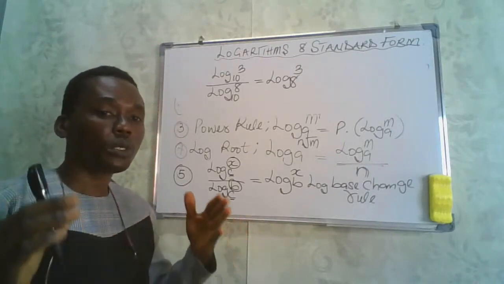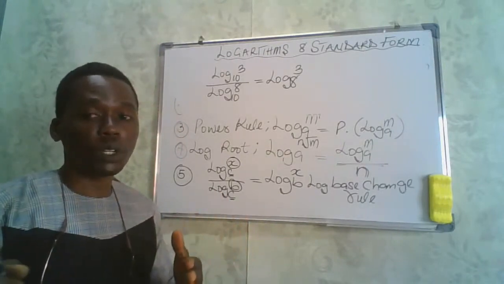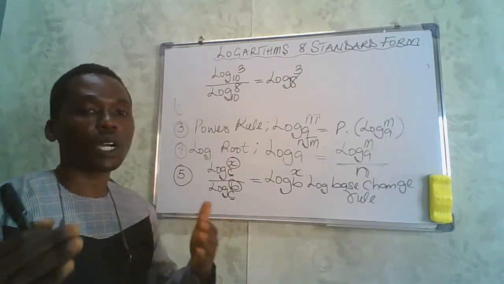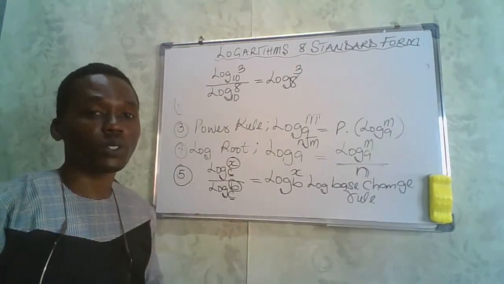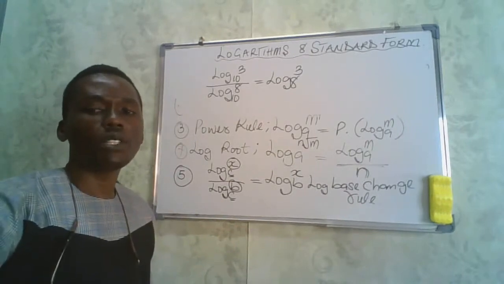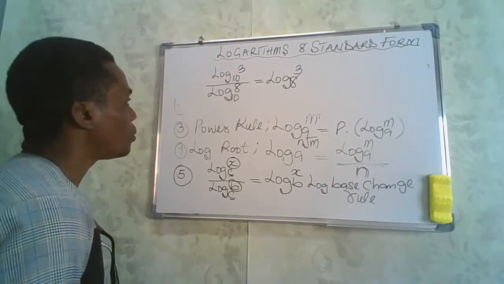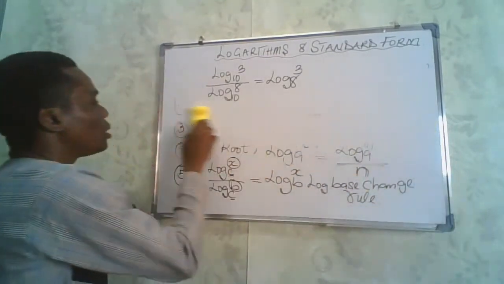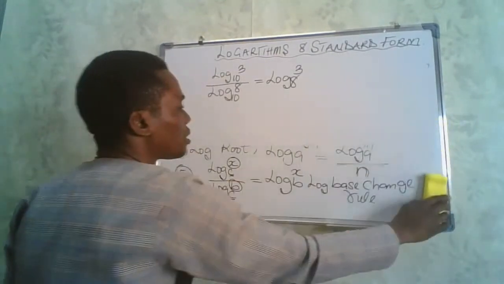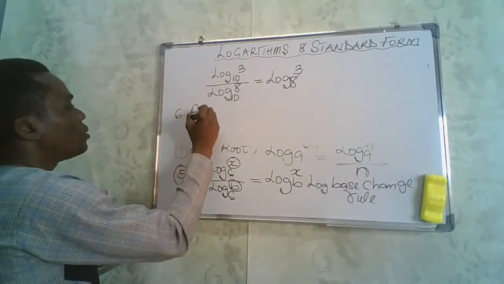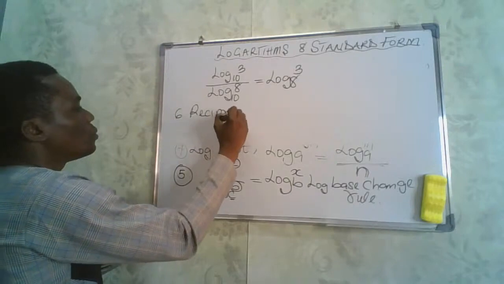Now, JAMB is going to test your knowledge on these rules because they know that if you can play around with these rules, then you can solve typical questions on logarithm. Now, let's look at the logarithm base switch rule, or we call it the reciprocal rule. Now, what is it about the reciprocal rule? That's rule 6. We call it the reciprocal rule.